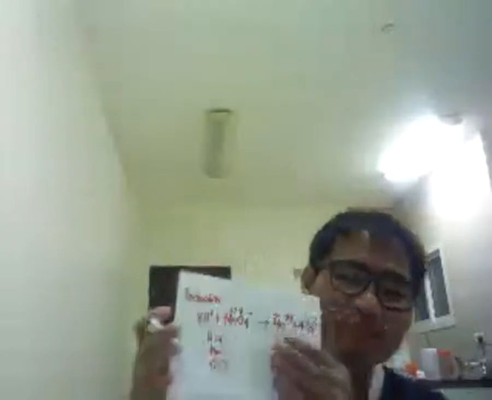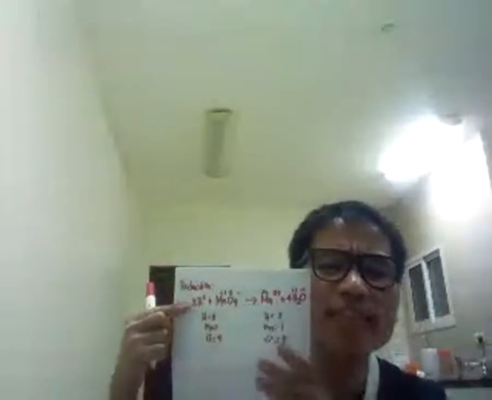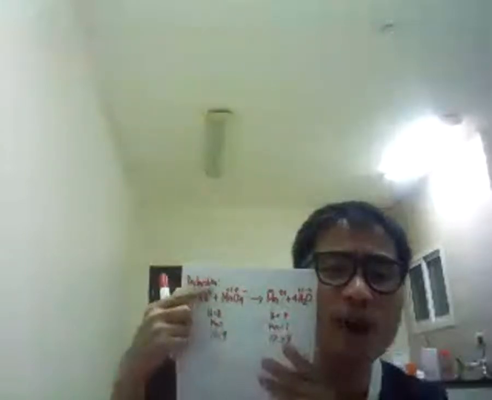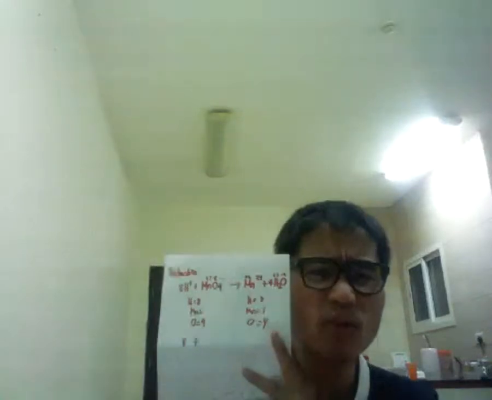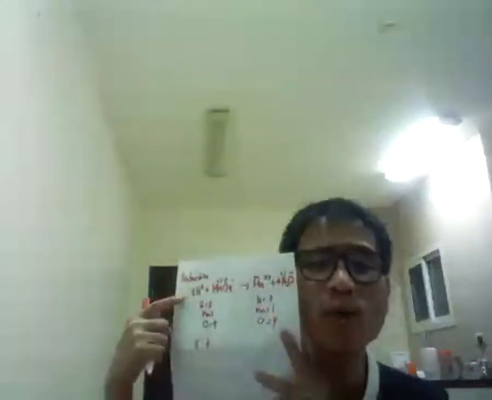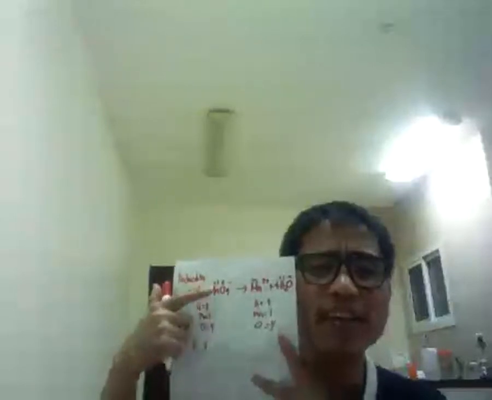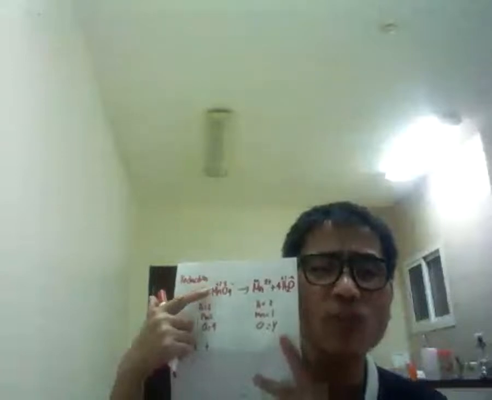Again, the charges. 8, there's a positive charge, so that is 8 times 1, because plus is understood to be 1. So 8. And then for the permanganate, -1 times the coefficient for the compound, which is 1. So 1 times -1, -1.